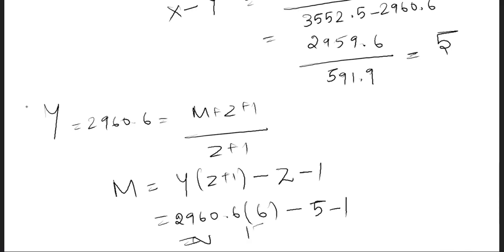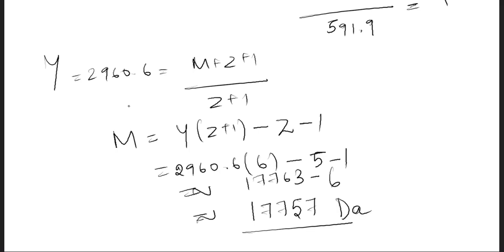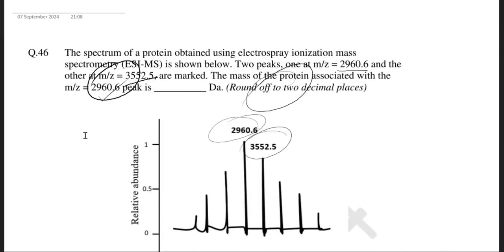you will get the final answer to be roughly around 17763 minus 6. I'm actually avoiding the decimals here just to make it simple, and the final answer here now comes to 17757. Okay, so the ultimate answer for the mass of the protein is 17757 Dalton, and that clearly falls in the range here.